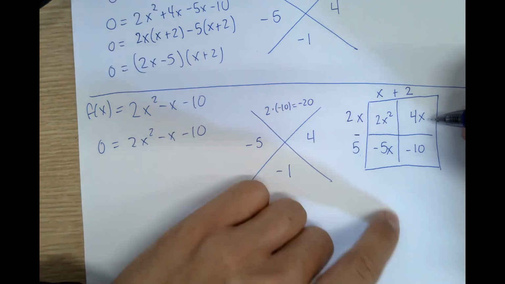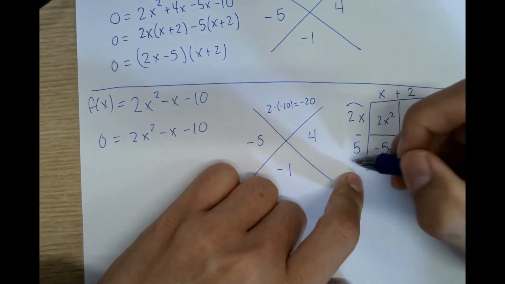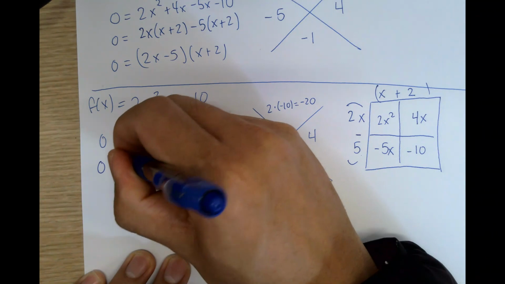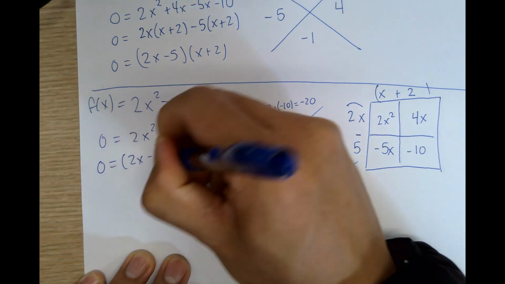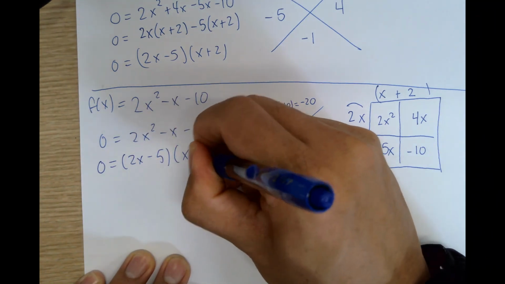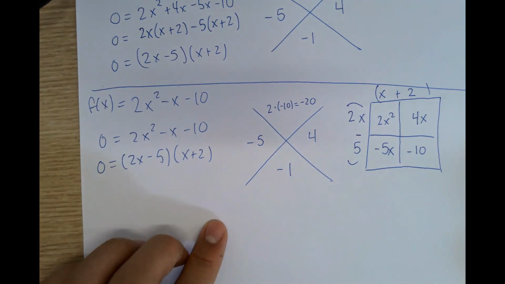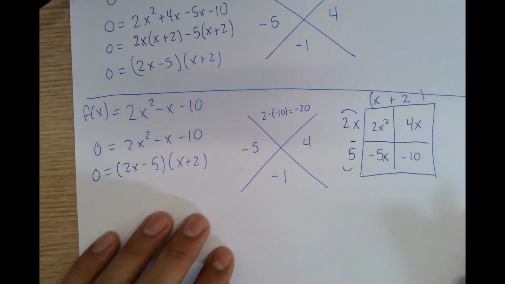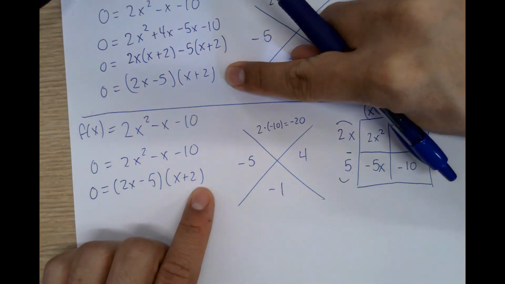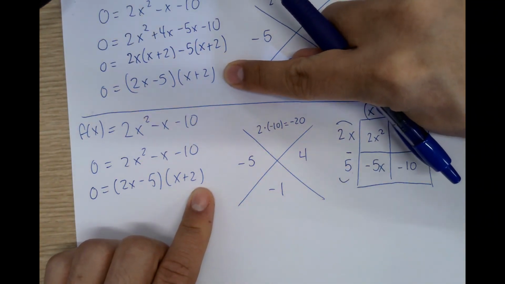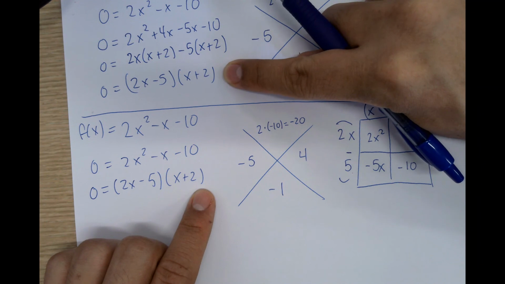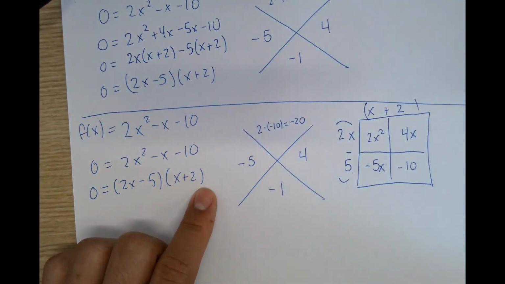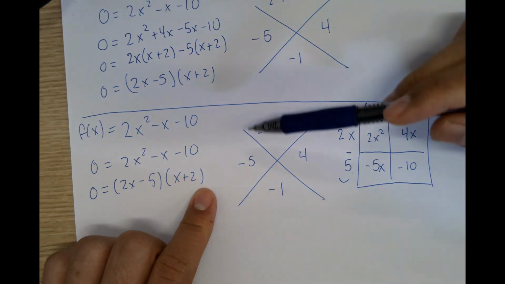So now that we have our sides of the rectangle, we're going to move it over here. 0 equals 2x minus 5 times x plus 2. At this point, we can go ahead and check: do we have the same factors as before? We do. 2x minus 5 times x plus 2. So you can see that this third method, which is most likely the method you'll use, gets us the same answer as the previous ones.